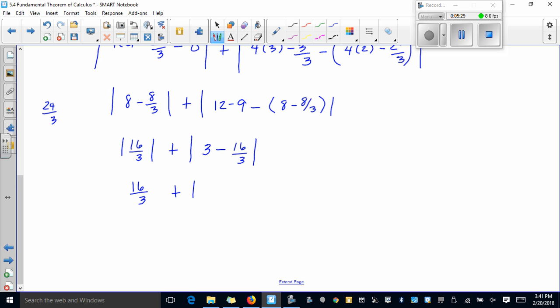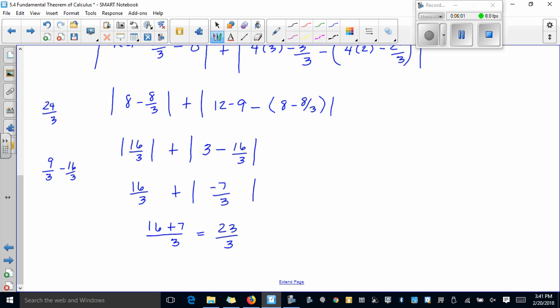So this becomes 16 plus 7 all over 3, or 23 over 3. And we're done. So that is the area. Colored markers would have helped a little bit here, but keep in mind you're separating the integrals, and you can always do the one and then plus and then do the other. And because they're asking for area, we're taking the absolute value of each.